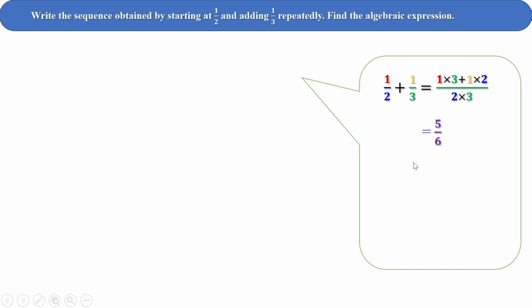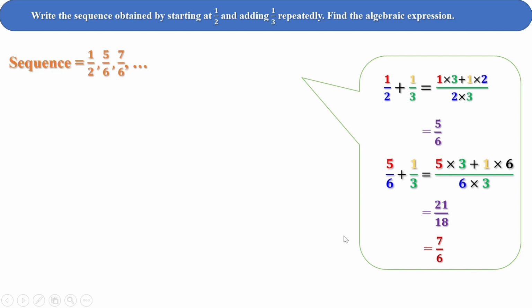Now to get the third term, we have to add 1/3 to 5/6. Then (5 into 3 plus 1 into 6) divided by (6 into 3), and that is 21/18. 7 3s are 21, 6 3s are 18. So simplifying, we will get 7/6. So that is the third term. So the sequence can be written as 1/2, 5/6, 7/6, etc. Now we have to find the algebraic expression.